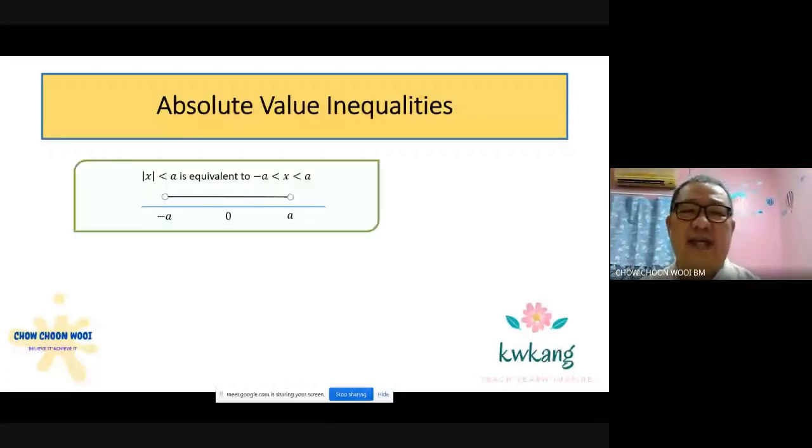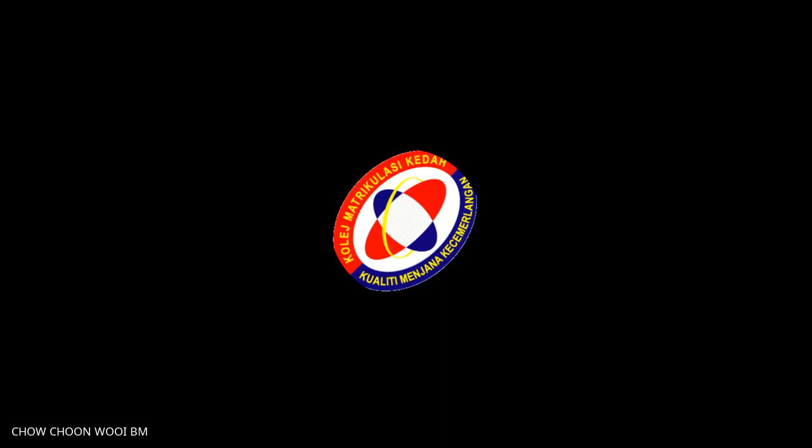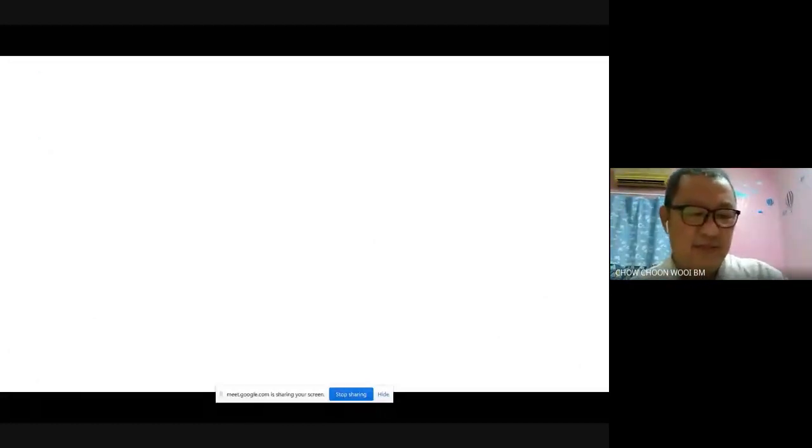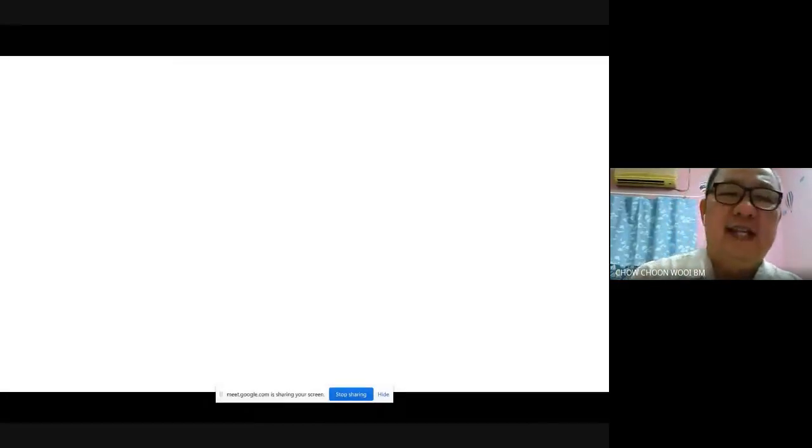So if you look at these absolute values inequalities, this is a modulus of x less than a. It is equivalent to x in between negative a and a. Atau kita nak lukis illustrate in this diagram. Ini kawasan ini. Okay. So this is the first definition for you. Kenapa kita perlu definitions ini? Saya tunjuk before I start my lecture.